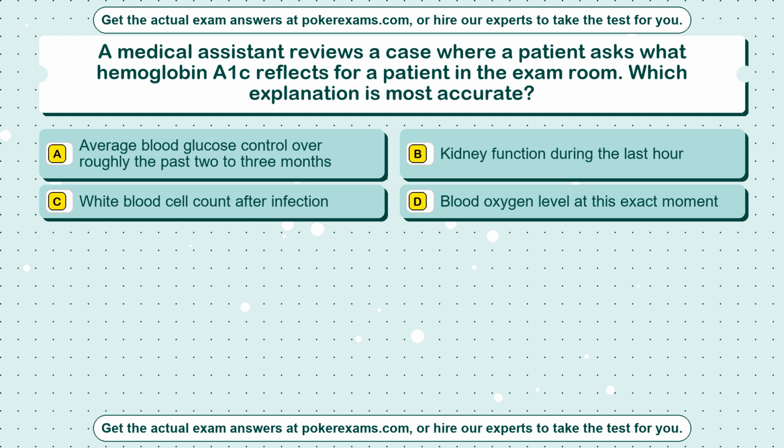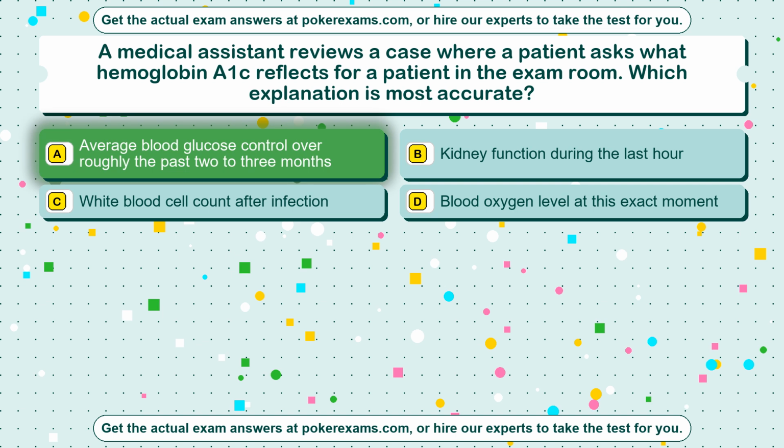Question 27. A medical assistant reviews a case where a patient asks what hemoglobin A1C reflects for a patient in the exam room. Which explanation is most accurate? Option A. Average blood glucose control over roughly the past 2 to 3 months. Option B. Kidney function during the last hour. Option C. White blood cell count after infection. Option D. Blood oxygen level at this exact moment.